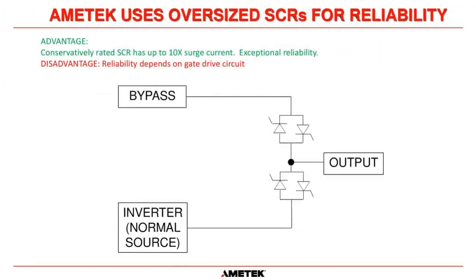Here is the approach that Amatec uses for all of our static switches. We put in big SCRs in there. And we know that these things may see 150% overload, or the rating is 125% continuous. So we oversize the SCRs. We oversize the heat sinks so they can run continuous. And this is a very reliable static switch here.